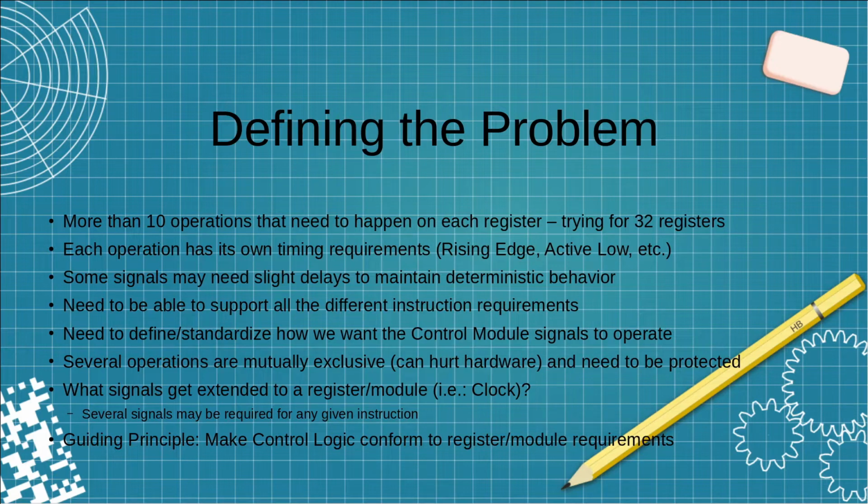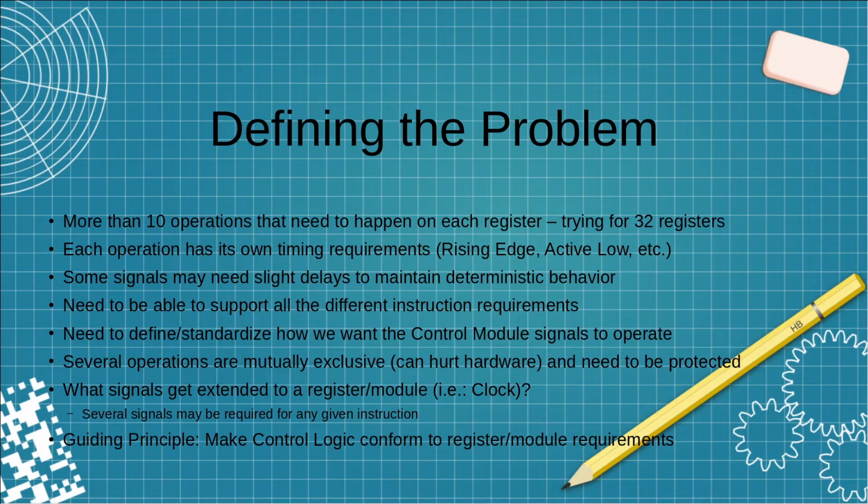Some things are rising edge, some things are active low, some things we want to have happen on a falling edge, so we need to address that in some way, shape, or form. Some signals may need some delays or some augmentation to maintain deterministic behavior, meaning that I can't latch a register before I increment the counter, as an example. That is not giving us the correct result. And if I latch it at the exact same time, I have a race condition that needs to be managed.